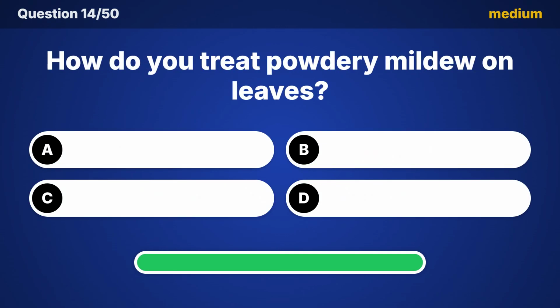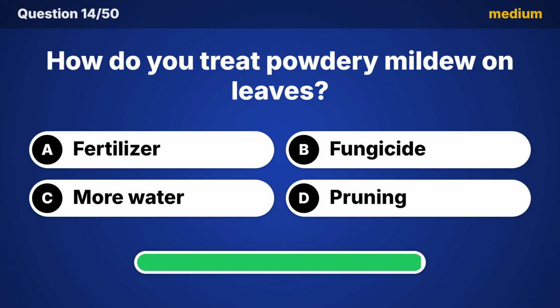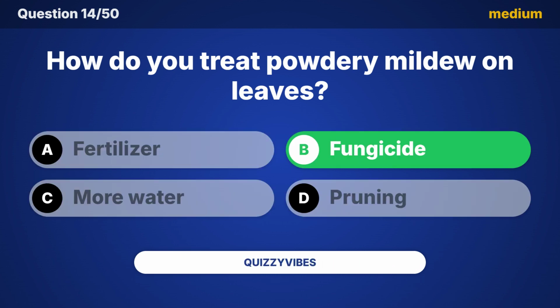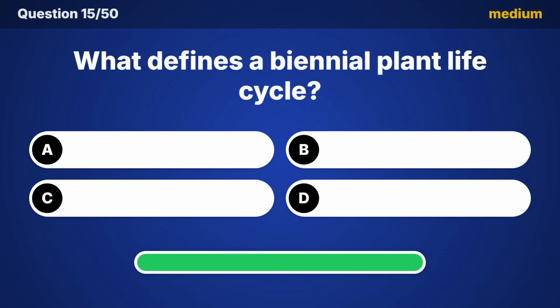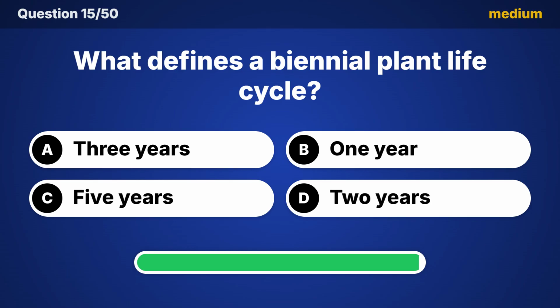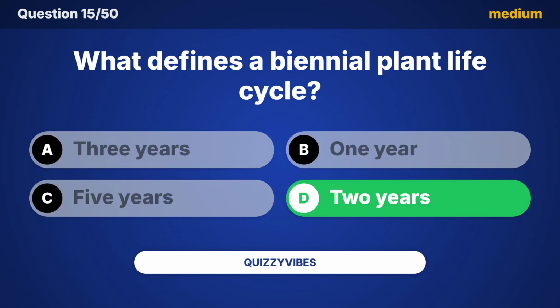How do you treat powdery mildew on leaves? The answer is fungicide. What defines a biennial plant life cycle? Here is the answer. 2 years.